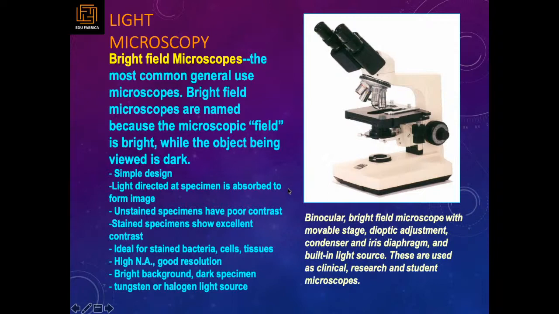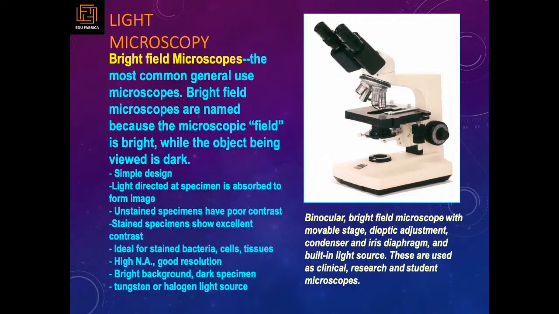Light directed at the specimen is absorbed to form an image. Unstained specimens have poor contrast, and stained specimens show excellent contrast. They are ideal for stained bacteria, cells and tissues.